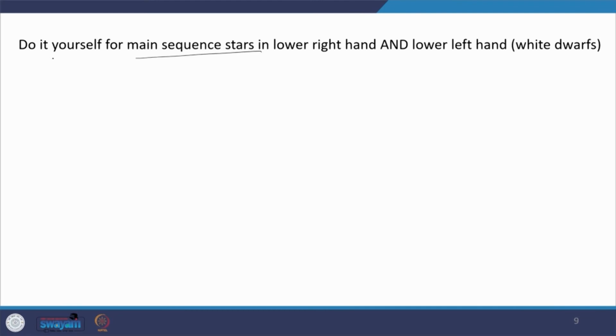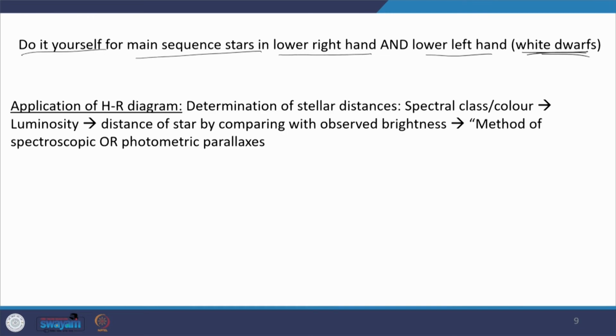Okay? So, for the remaining main sequence stars, please do it yourself, especially in the lower right hand and lower left hand, that is for the white dwarfs. I have done only for the super red giants. Please do it for the white dwarfs. Take the values of L by L sun and T by T sun. Now, one of the important applications of this HR diagram is the following.